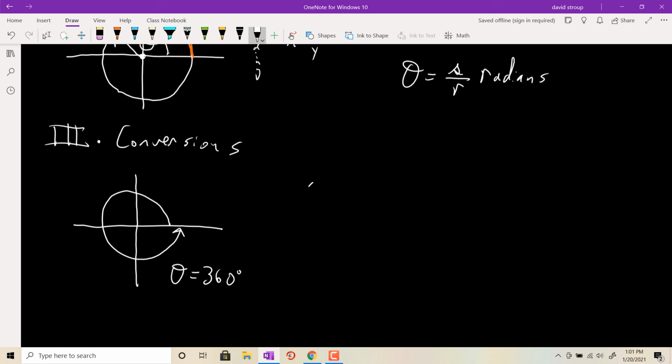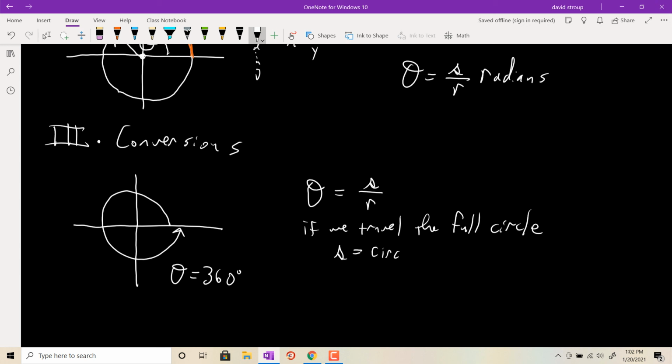Okay, so from above, theta is equal to S over R. And in this case, we want to go all the way around the circle. So if we travel the full circle, the arc length, S, the walking distance around the circle, is just going to be the circumference.